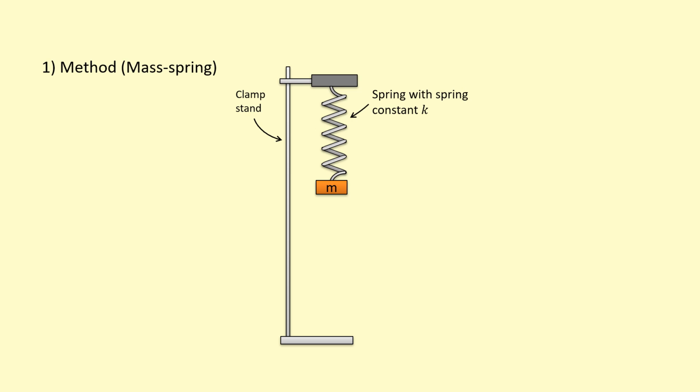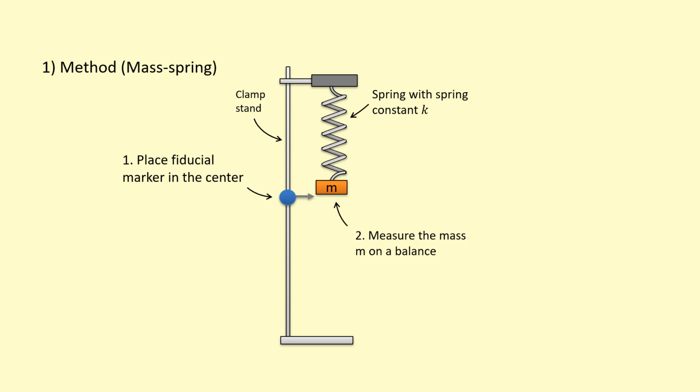And now for the mass spring system. Get a fiducial marker and attach it at the equilibrium position like shown in the diagram here. I'm measuring it to the bottom of the mass. Okay, and then actually the masses are the independent variable, so you have to measure that first.